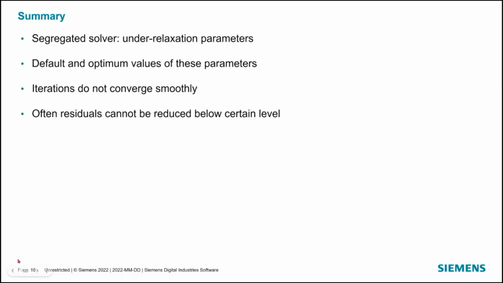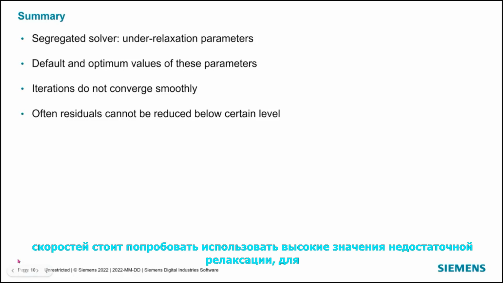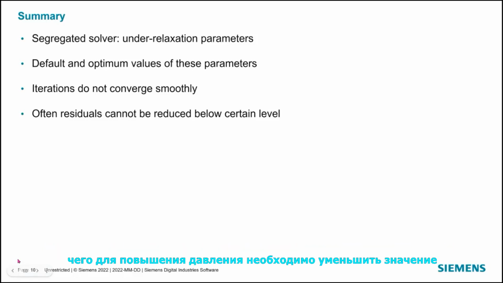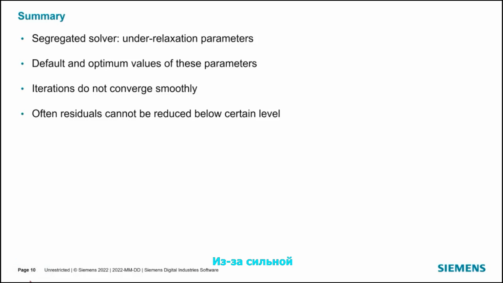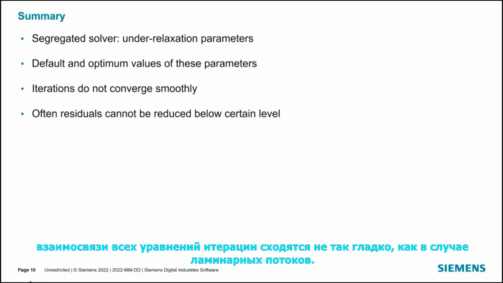It is worth trying to use higher values of under-relaxation for velocities, which requires reduction of under-relaxation for pressure. Iterations do not converge as smoothly for turbulent flows as they do in the case of laminar flows due to severe nonlinearity and coupling of all equations.